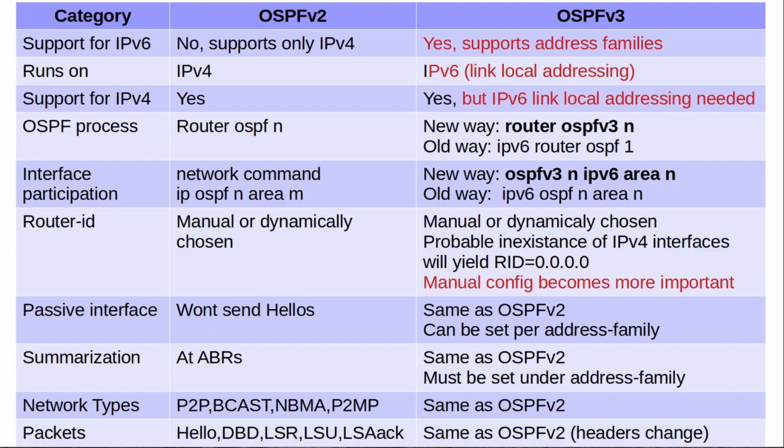It will make heavy use of link local addresses. It will not use global unicast IPv6 addresses in order to create neighbors and in order to identify links, but it will use mainly link local addressing. It can support IPv4, but even if you're using IPv4, you will still have to configure at least IPv6 link local addresses, otherwise it will not work.